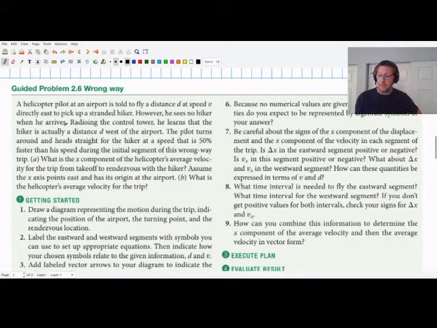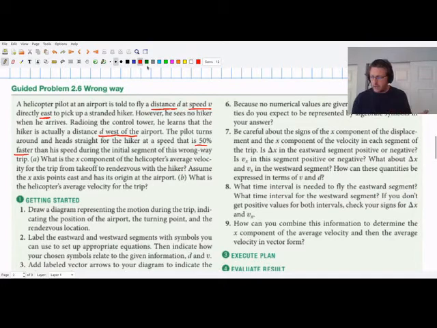Okay, so the scenario is you've got a helicopter pilot who is trying to pick up somebody who's been stranded, a hiker. Let me underline some important things. They're flying a distance d at speed v directly east to pick up the stranded hiker. They don't see the hiker there when they arrive. They radio the control tower and learn they actually went the wrong direction. It was supposed to be west, which means they went some distance the wrong way, and then they have to go back the other way, even farther to get to where the person actually is. So they're actually distance d west of the airport. They turn around and head straight for the hiker at a speed that's 50% faster than before. Okay.